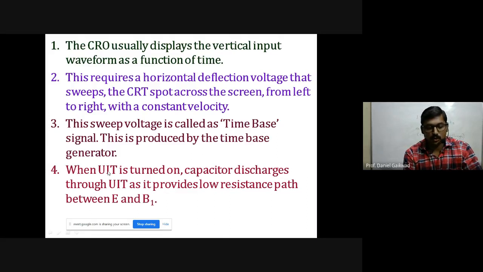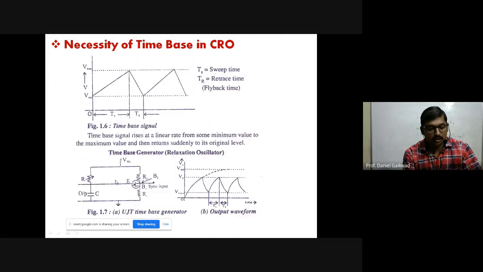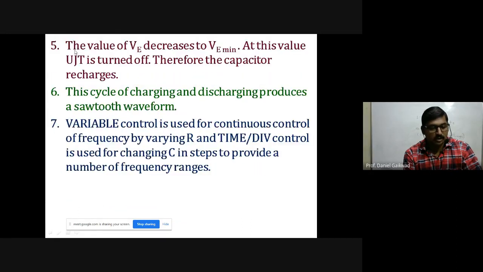Now when the UJT is turned on, the capacitor discharges through the UJT as it provides a low resistance path between E and B1. So here the voltage goes on increasing, and then the value of VE decreases to E minimum. At this value, the UJT is turned off, therefore the capacitor recharges. So again we have the waveform generated with the help of this.